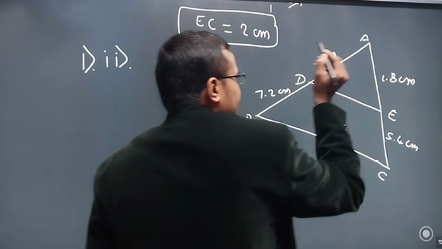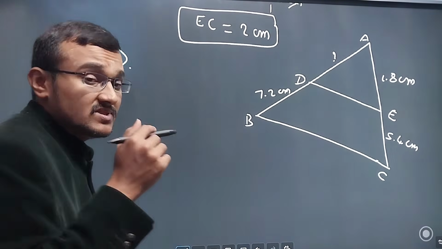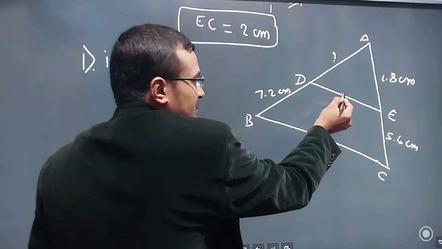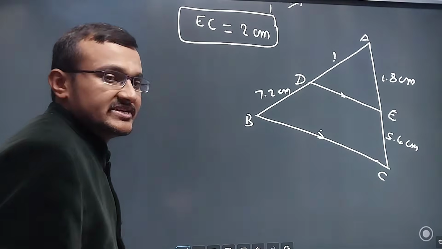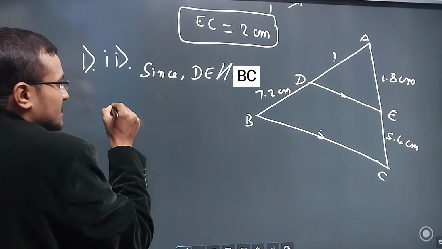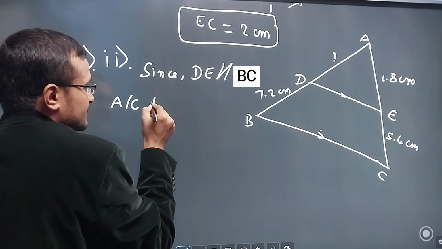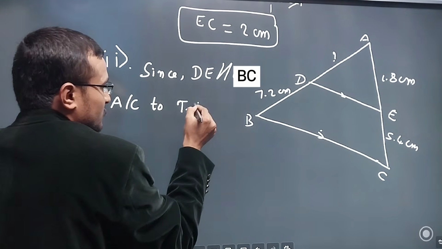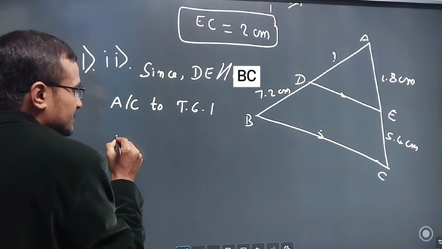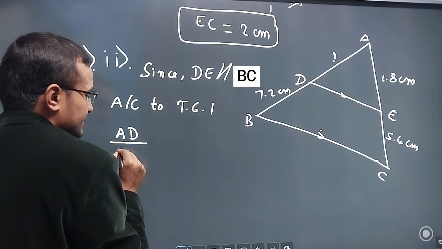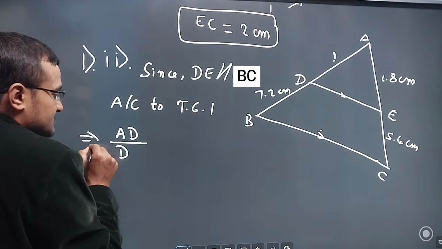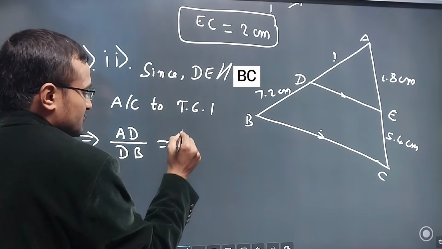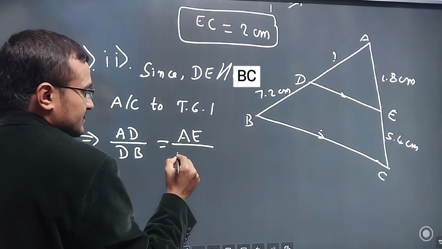Now we don't know AD, we need to find AD. So in this triangle also DE is parallel to BC. Here according to theorem 6.1, AD by DB is equal to AE by EC.